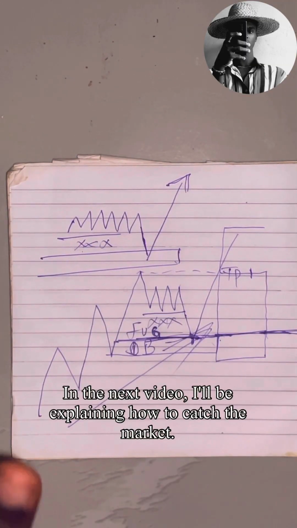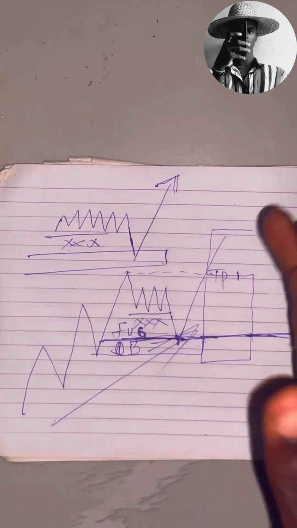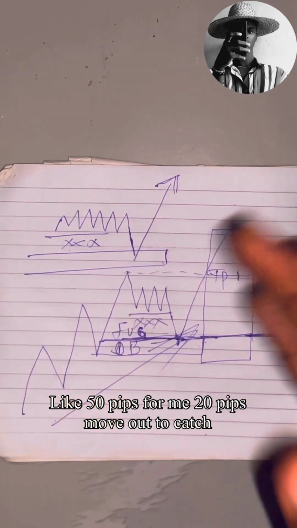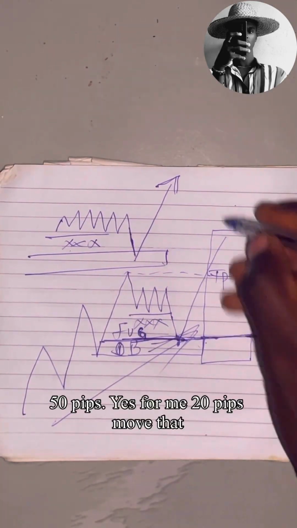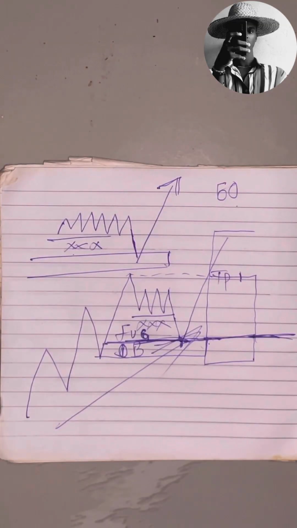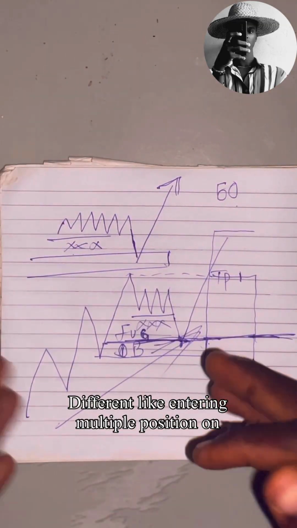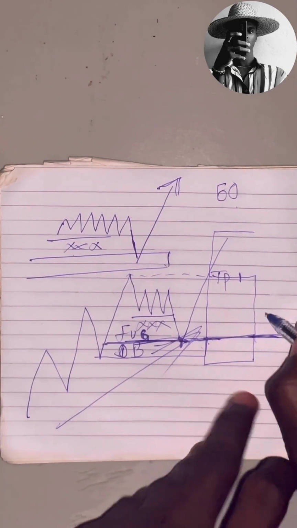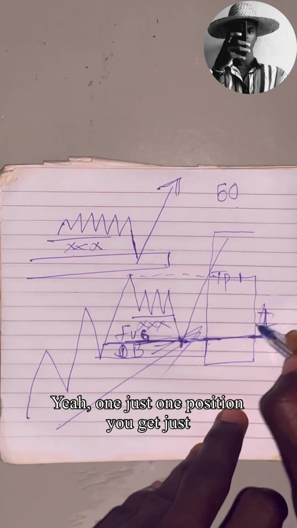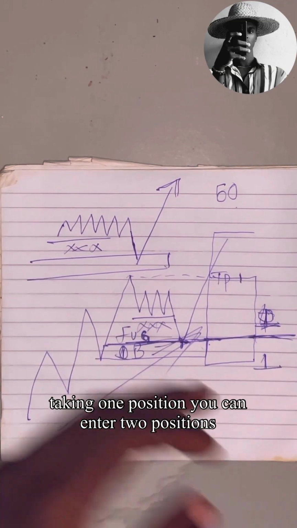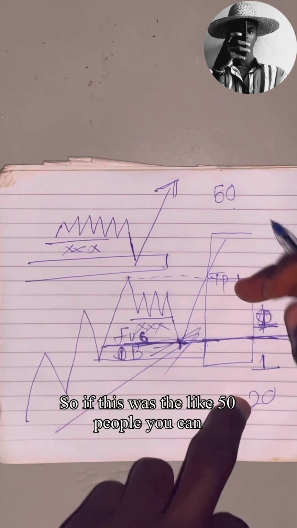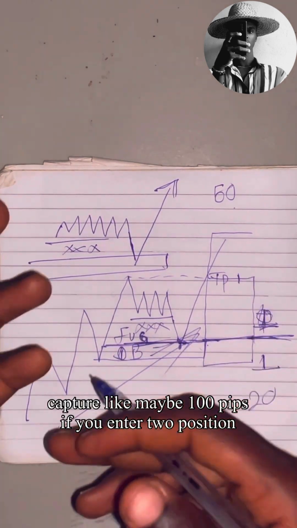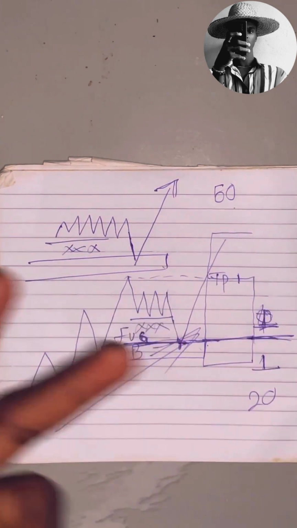In the next video, I'll be explaining how to catch like 50 pips from a 20 pips move. How to catch 50 pips, yes, from a 20 pips move. That's literally you entering multiple positions on one setup. So instead of taking just one position here, you can enter two positions. So if this was a 50 pip move, you can capture maybe 100 pips if you enter two positions. Do you get that?